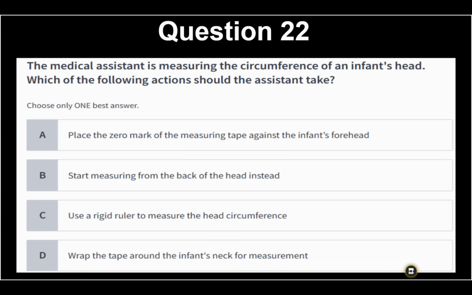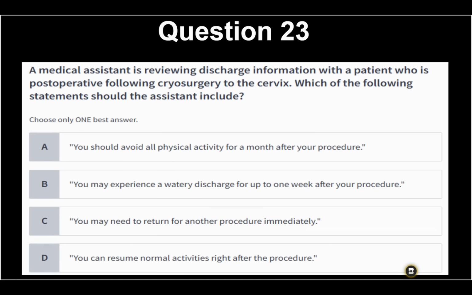Question 23. A medical assistant is reviewing discharge information with a patient who is postoperative following cryosurgery to the cervix. Which of the following statements should the assistant include? A. You should avoid all physical activity for a month after your procedure. B. You may experience a watery discharge for up to 1 week after your procedure. C. You may need to return for another procedure immediately. Or D. You can resume normal activities right after the procedure.